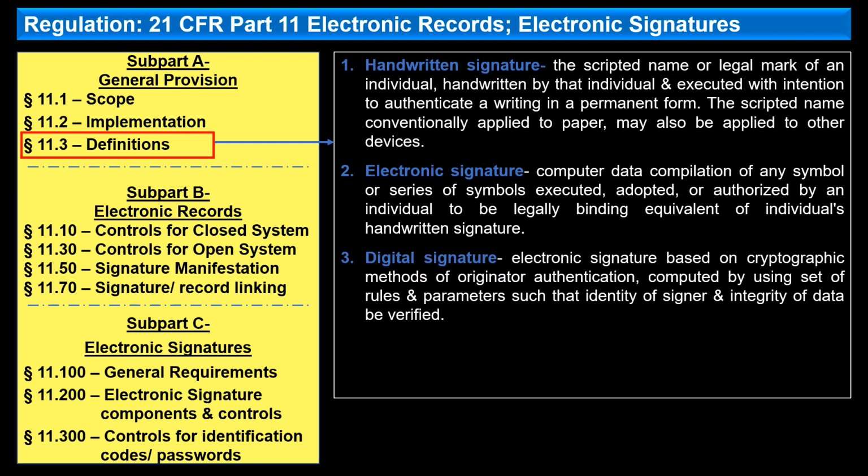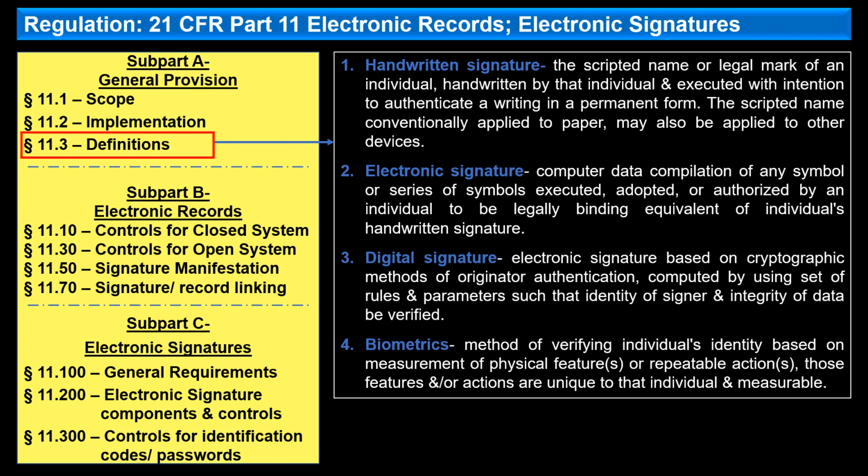Third, that is a digital signature. A digital signature is an electronic signature which is based on cryptographic methods of originator authentication, computed by using a set of rules and parameters such that the identity of the signer and integrity of data can be verified. Next is biometrics. It is a method of verifying an individual's identity based on physical features or repeatable actions that are unique to that particular individual and are measurable.